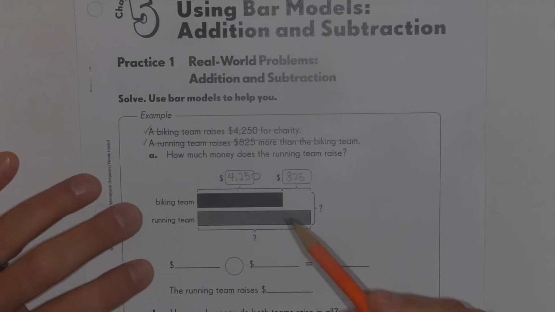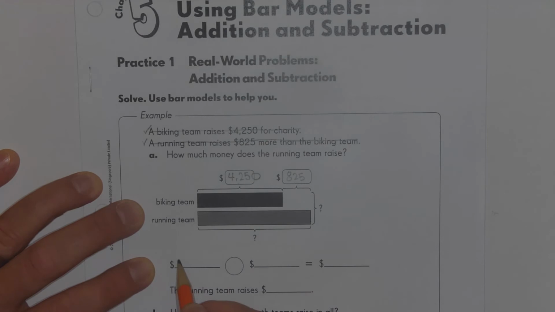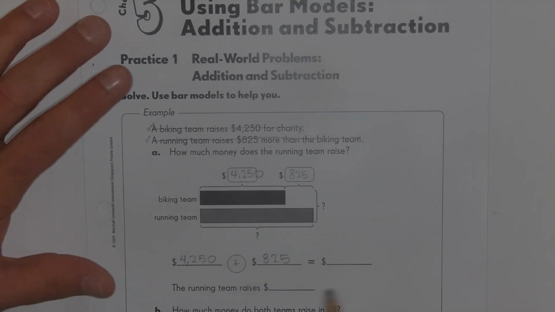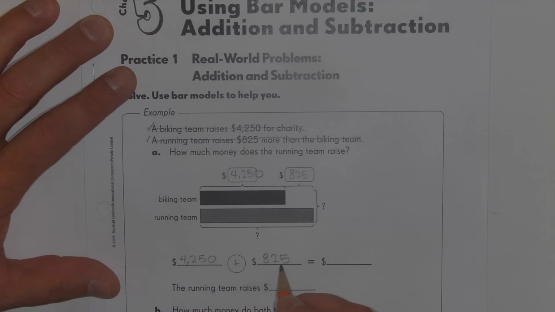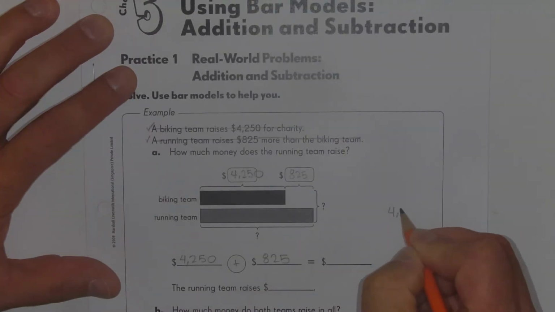So all I'm going to do is transfer these numbers. I'm going to move them, but they're the same numbers. So I'm going to put 4,250 plus 825 equals however much money. Now, when I look at this, I wish they would have set it up differently because I don't like horizontal problems. I like them vertical. So I'm going to go ahead and write it over here.